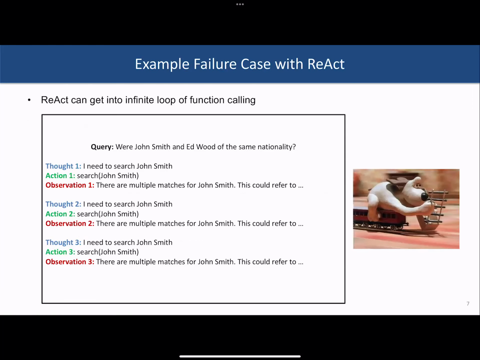But there are a lot of problems with this approach. One of them, in this exemplary case, is that the LLM could get into an infinite loop. So ReAct could get into an infinite loop. For example, if it calls this tool like search John Smith, there are many John Smiths. If your function call returns something like, there are multiple matches for John Smith, it could refer to this, could refer to that, it may not recover from that. It may continuously keep calling search for John Smith.